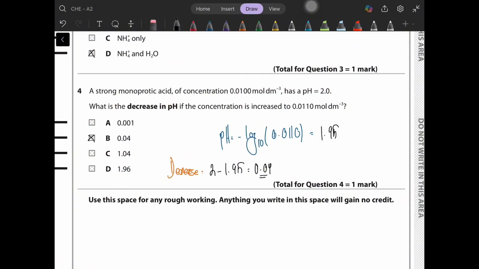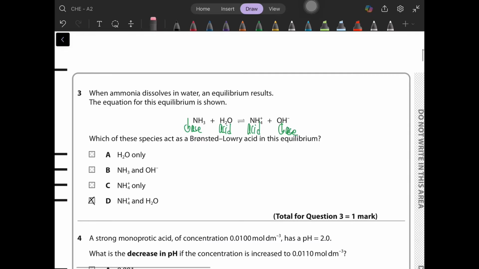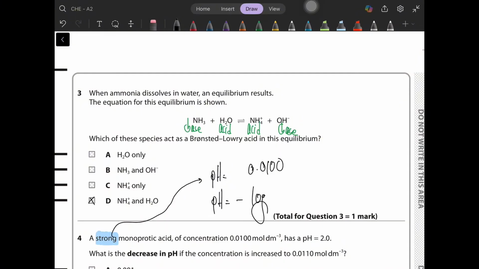A strong monoprotic acid means that it can donate one hydrogen ion. Diprotic means two hydrogen ions. So a concentration of this has a pH of this. What is the decrease in pH? First of all, whenever you hear a term that has strong in it, strong acid, the concentration of this strong acid is going to equal the H+ concentration. So pH is going to be minus log base 10 of 0.0100.